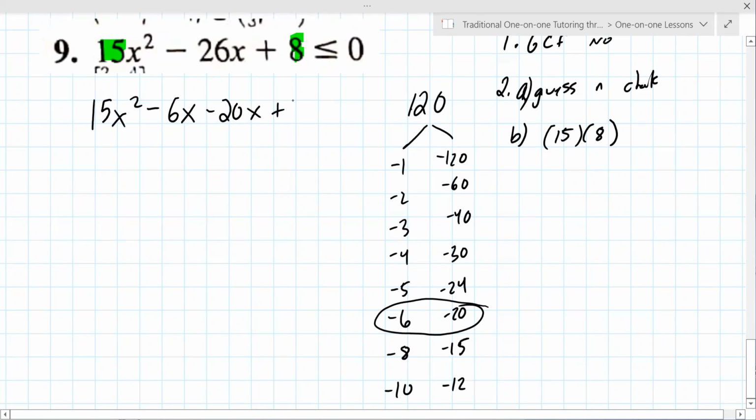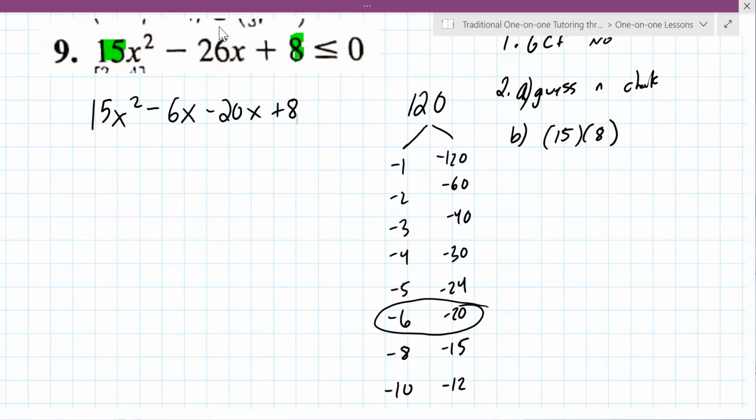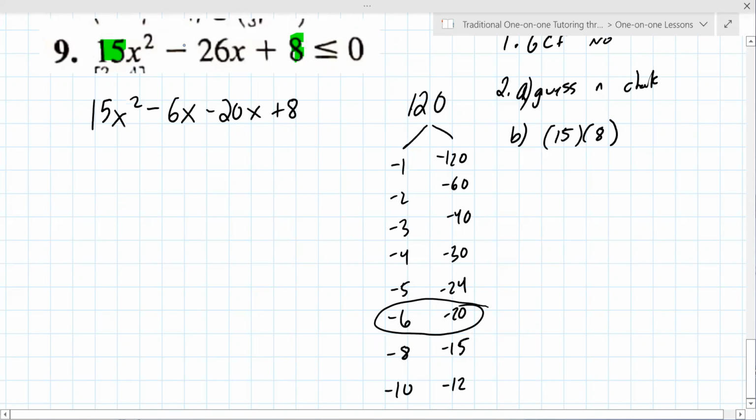15x squared plus 8. Do you remember what to do from this point? You can factor each side by grouping. So it'd be like 3x on one side times 5x minus 2. Perfect.